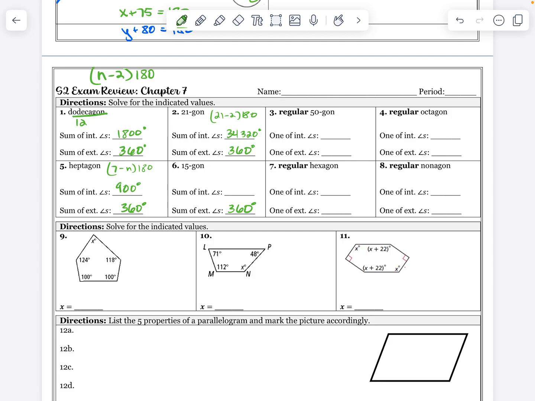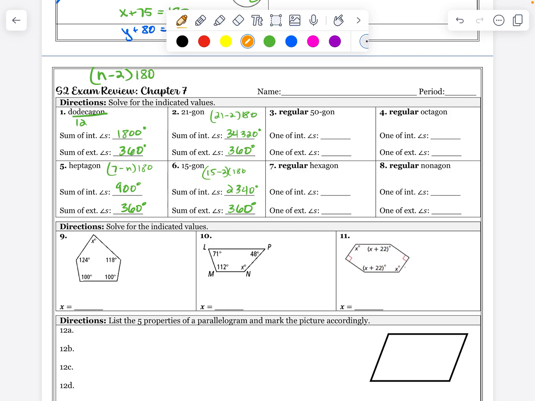And then 15 minus 2 times 180. 13 times 180 is 2,340 degrees. All right, now these are slightly different because I want one interior angle or one exterior angle, which means I'm going to have to find the sum and then divide.